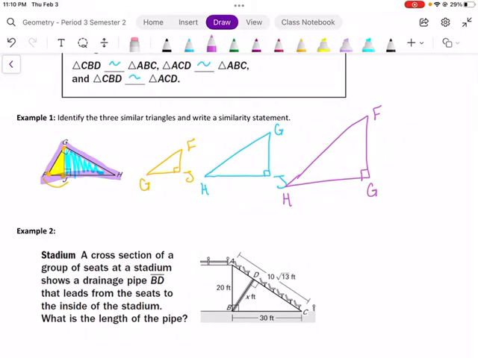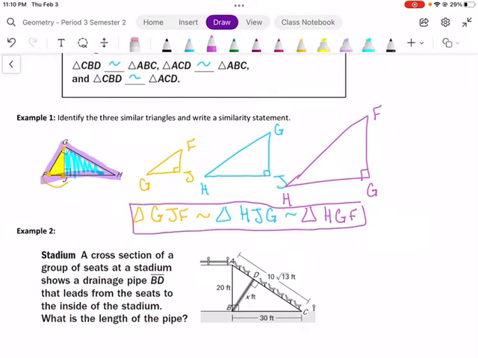Now that I have them all drawn in the same orientation, I can go ahead and name them. So we have triangle GJF is going to be similar to triangle HJG, which is going to be similar to triangle HGF. And that is how you can name all three of our similar triangles.